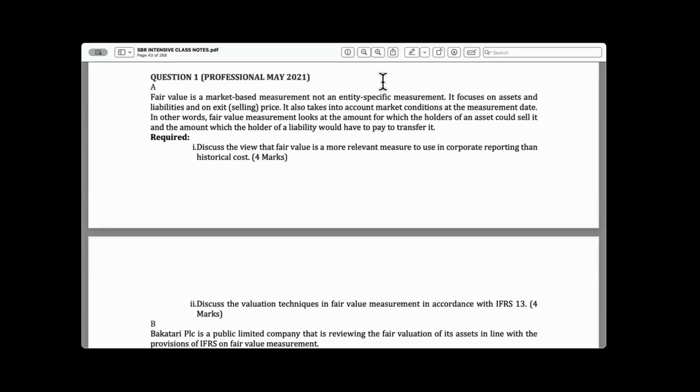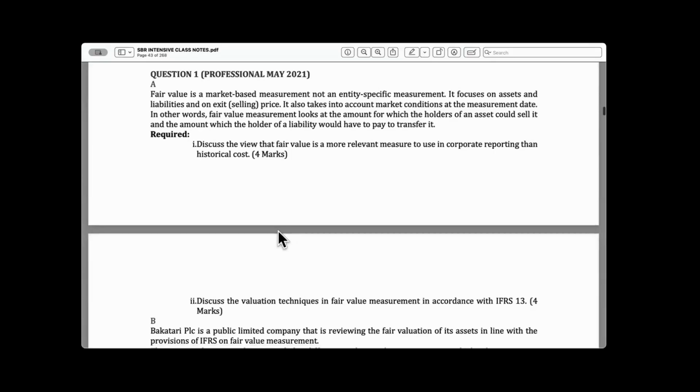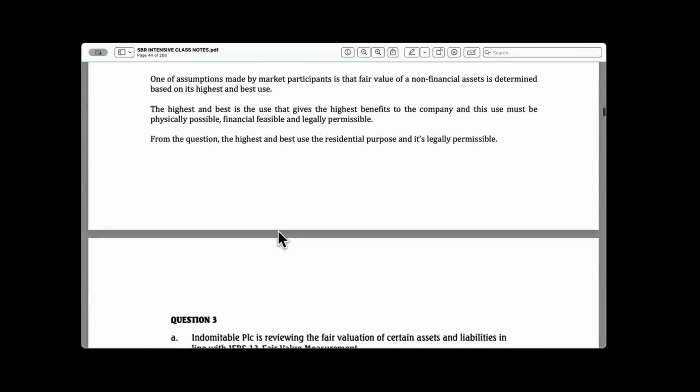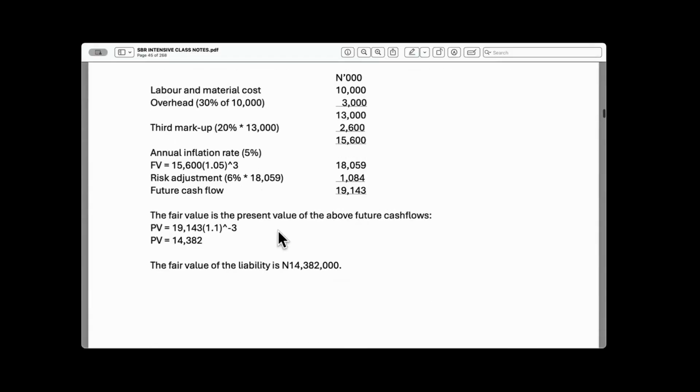That is worthy of note, because when it comes to non-financial assets and you want to determine their fair value, we usually focus on the highest and best use of that asset, which is the use that is financially feasible, physically possible, and legally permissible for the asset. And we looked at one short question around that to demonstrate how it works out. And we'll look at some other questions on IFRS 13 as well.